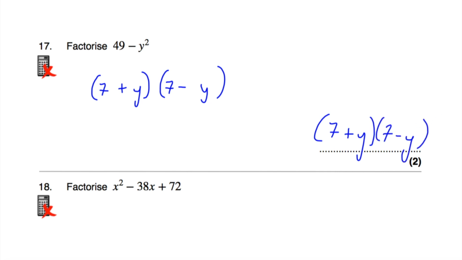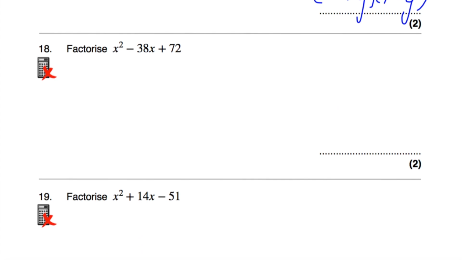Okay, let's have a look at our next question, question number 18. So question number 18, we've been asked to factorise x squared minus 38x plus 72. So let's start off by putting down our brackets. So bracket, bracket, bracket, bracket. And because it's x squared, let's put x's at the front of both brackets. And we want to find two numbers that will times together to be 72 and add together to be minus 38. Now, because they're timesing together to be a positive, that means either they're both positive or both negative. And because they're adding together to be minus 38, that means they're going to be both negative.